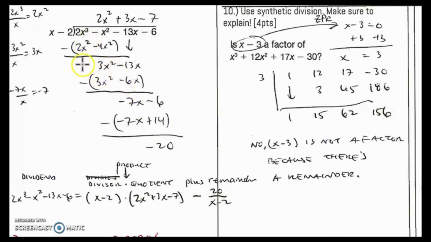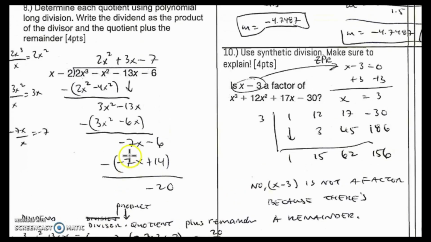So my dividend, what's inside the division sign, is equal to the divisor, what's on the outside, times the quotient, that's what's on top of the division sign, right there, 2x squared plus 3x minus 7, and then the remainder is -20. So here you could have written, actually, this is incorrect, but make sure you have the negative 20, and then you put it over the divisor, x minus 2. This is supposed to be inside the parentheses. If it was outside, it's just a negative 20. So either of those will bring full credit.